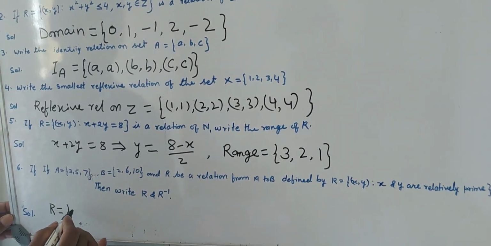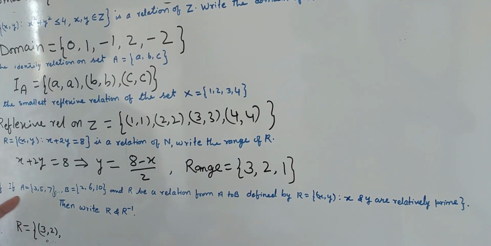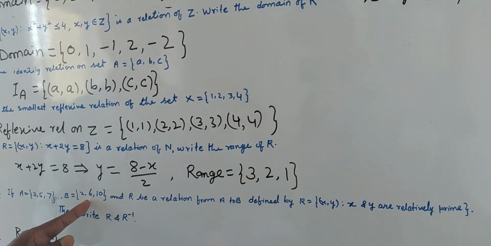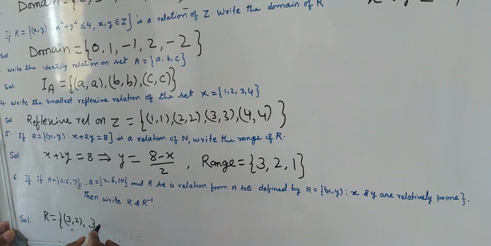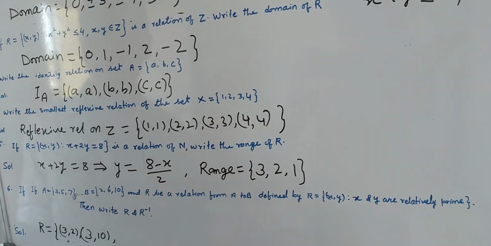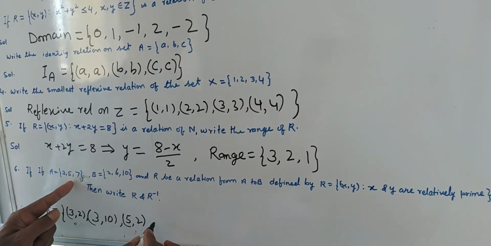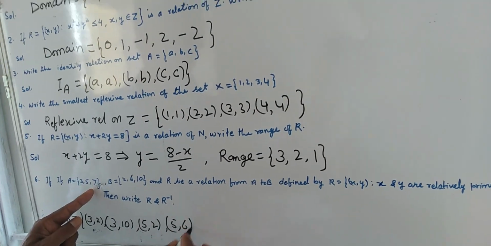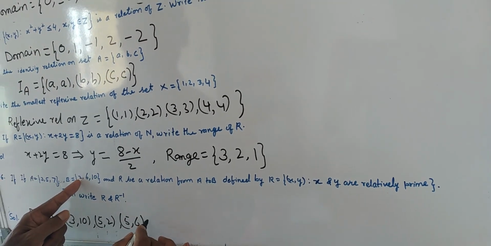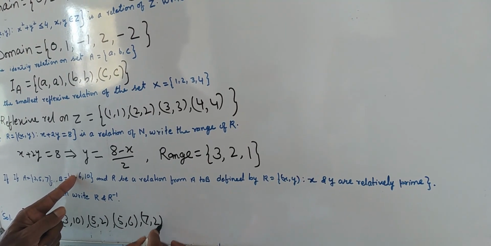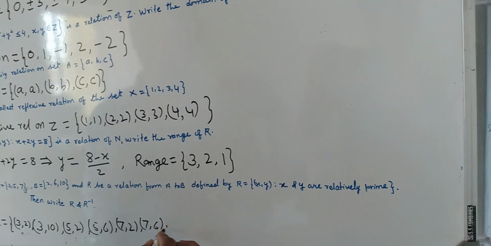So 3, 2 are relatively prime, so (3,2) will be a member. 3, 6 are not relatively prime because 3 is common. So (3,10) is in your required relation. Then (5,2), (5,6) and (5,10) are not relatively prime. Then (7,2), (7,6) and (7,10).